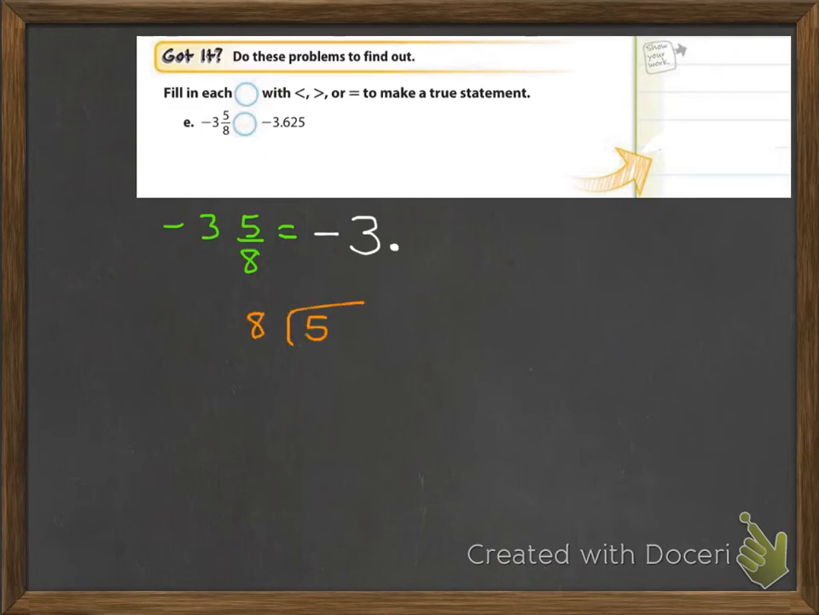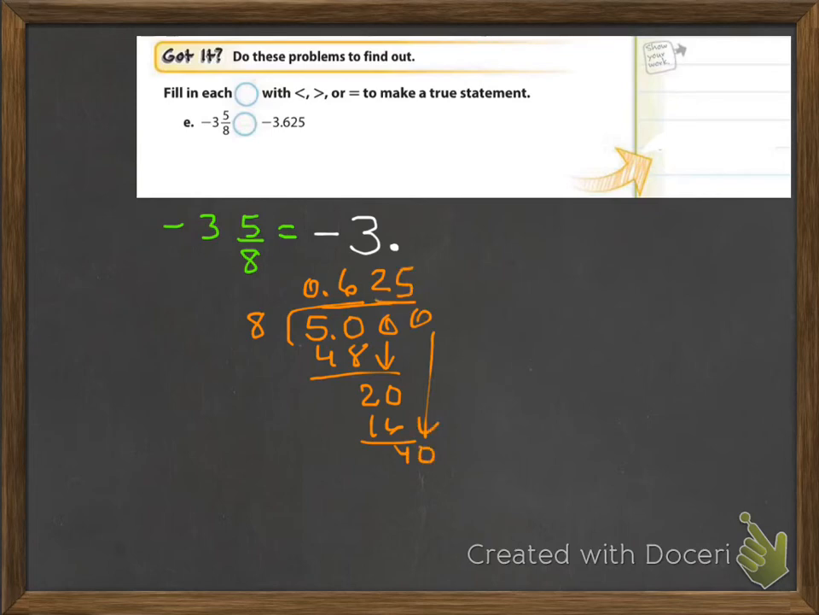5 divided by 8. 0, decimal, decimal, 0. We know that that's there. 8 times 6 is 48. We have 2 left over, 0. 8 times 2 is 16. We have 4 left over, and carry down the 0.